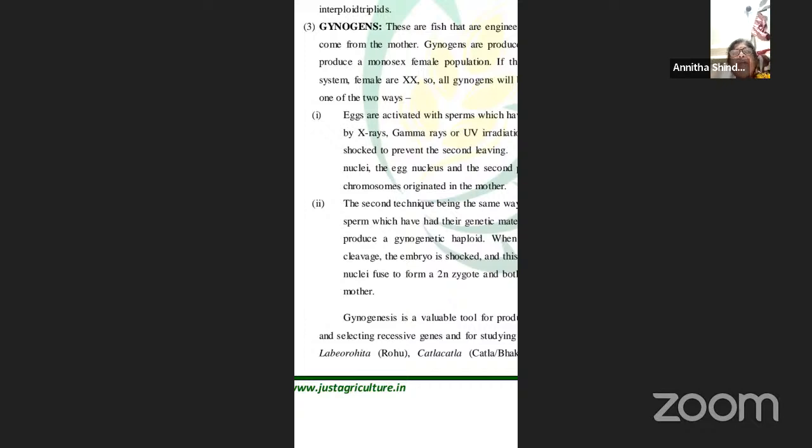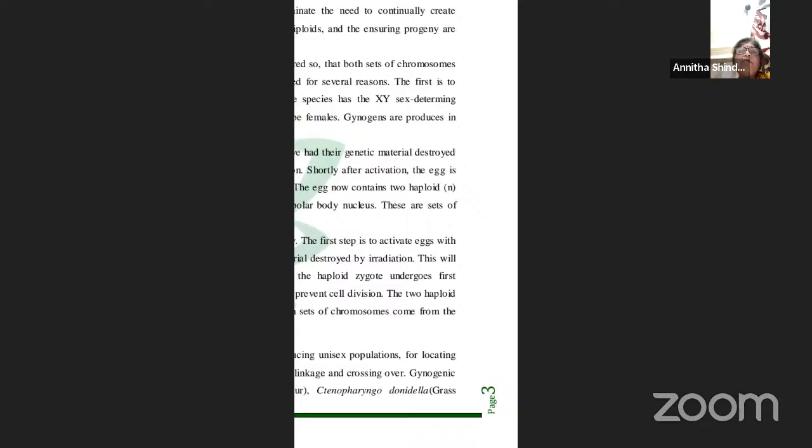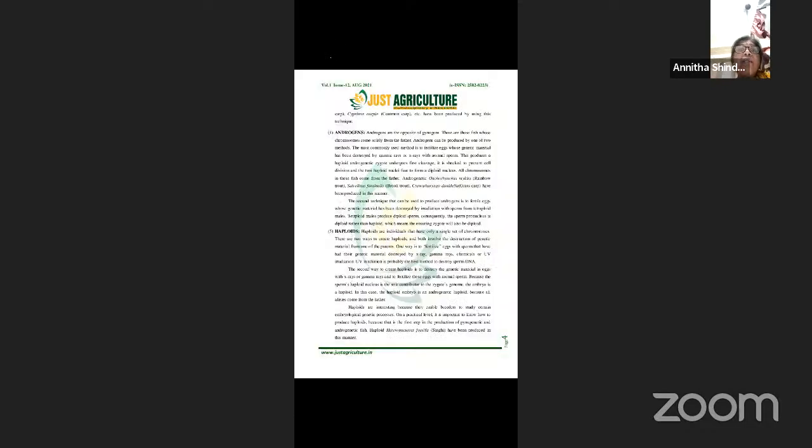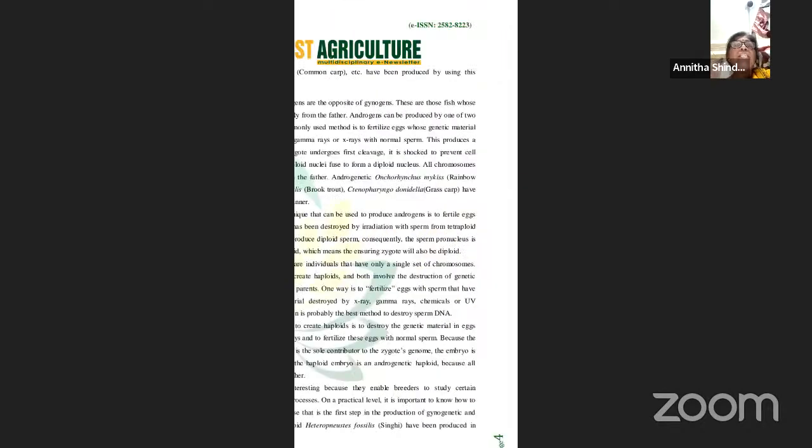And this particular technique has also been studied in various species like Catla, Tinca, Pharingo, and Cyprinus carpio, which have been produced by using this technique.